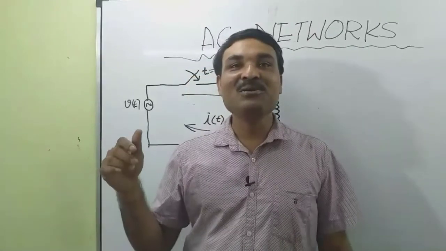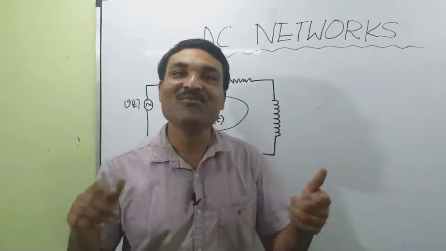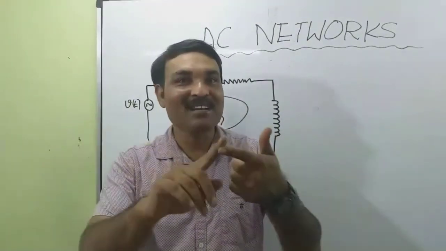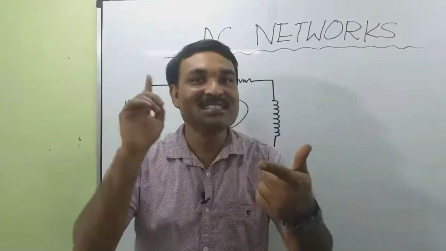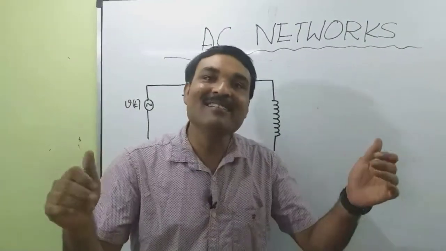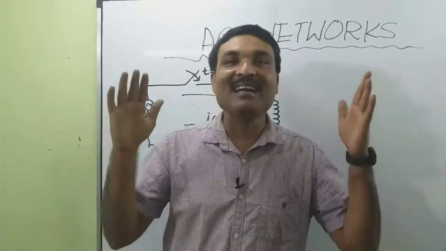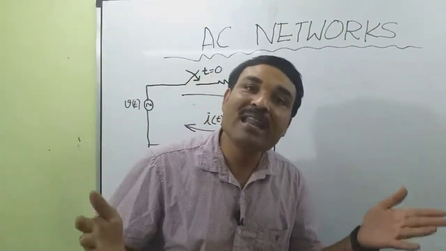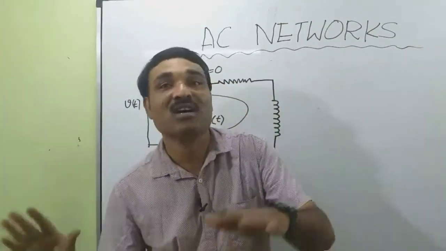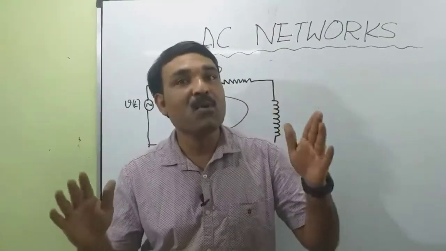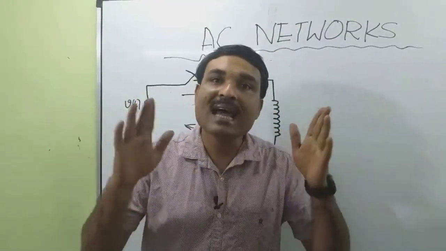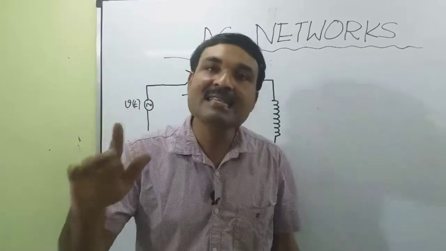This session we are going to discuss analysis of AC networks. That means RL networks, RC networks, RLC networks when excited by an AC input, either a sinusoidal input or an input in the form of a cosine function. So the complete response consists of both a transient part and a steady state part.